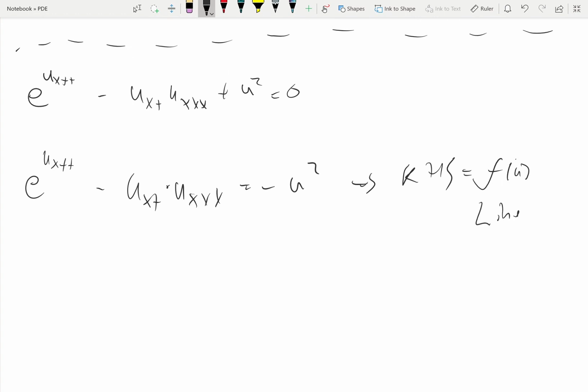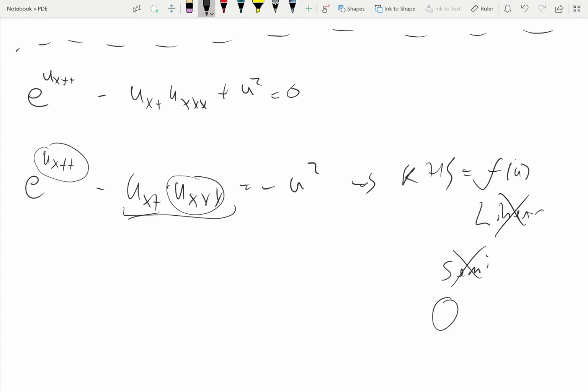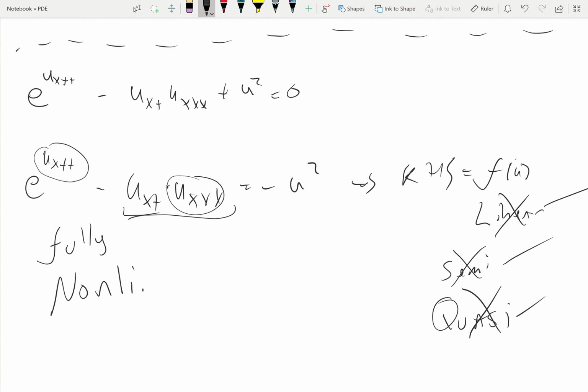Thus, it is not linear. Now, the highest derivative here is going to be u_xxx, and its coefficient is a function of u. So we know it is not semi-linear. However, we have a second highest derivative. This is not the only highest derivative. This is of order 3. This one right here is a function of an order 3 derivative. That implies that it is not quasi-linear. Since it's not quasi, it's not semi, and it's not linear, this is fully non-linear.